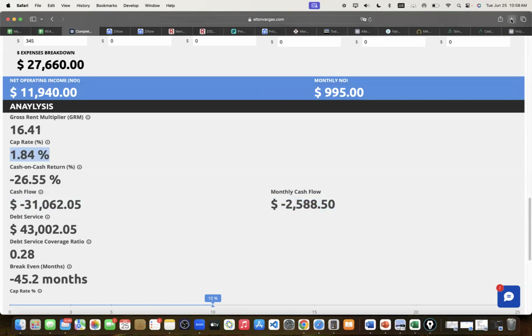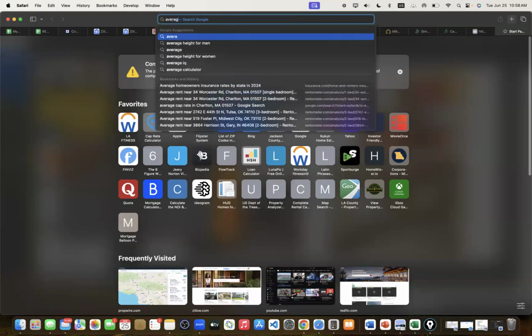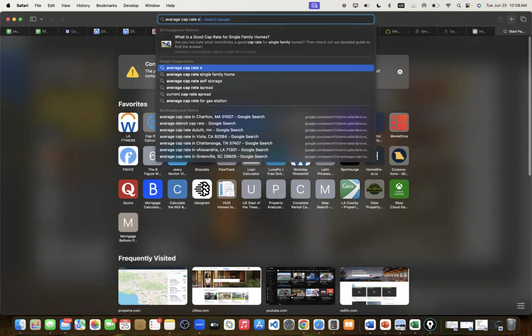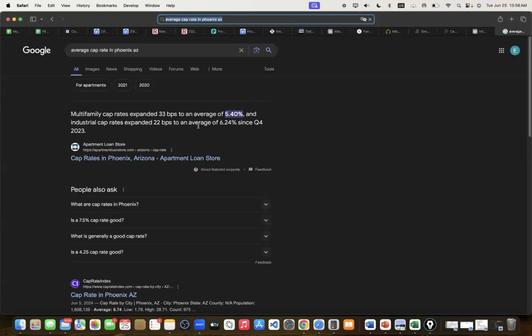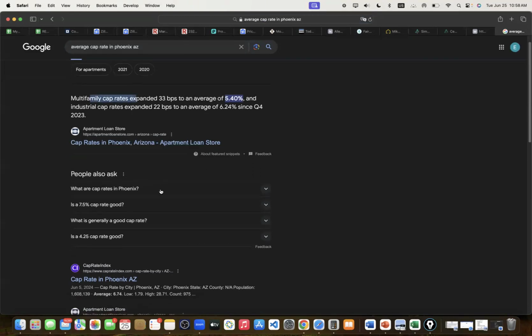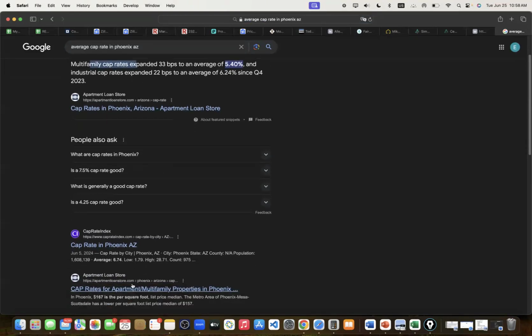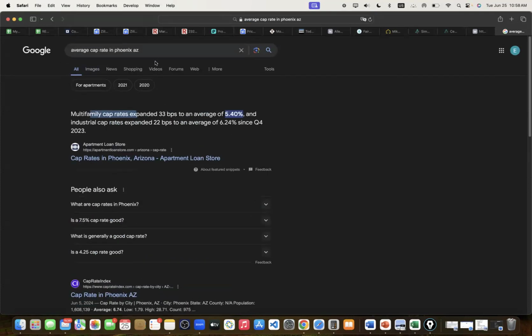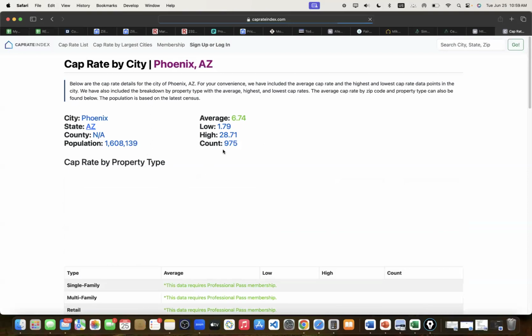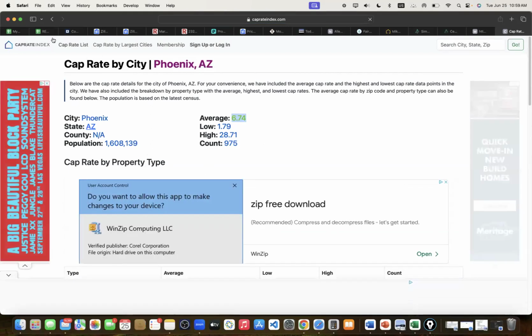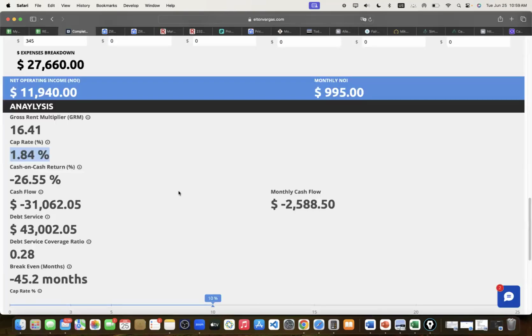So average cap rates in Phoenix. I think I spelled Phoenix wrong. So this is showing me multifamily. Let's look for single family. Single family homes. Let's see. Single family cap rate by property. Let's see what it gives us right over here. So average is 6.74. So this is way, way below.